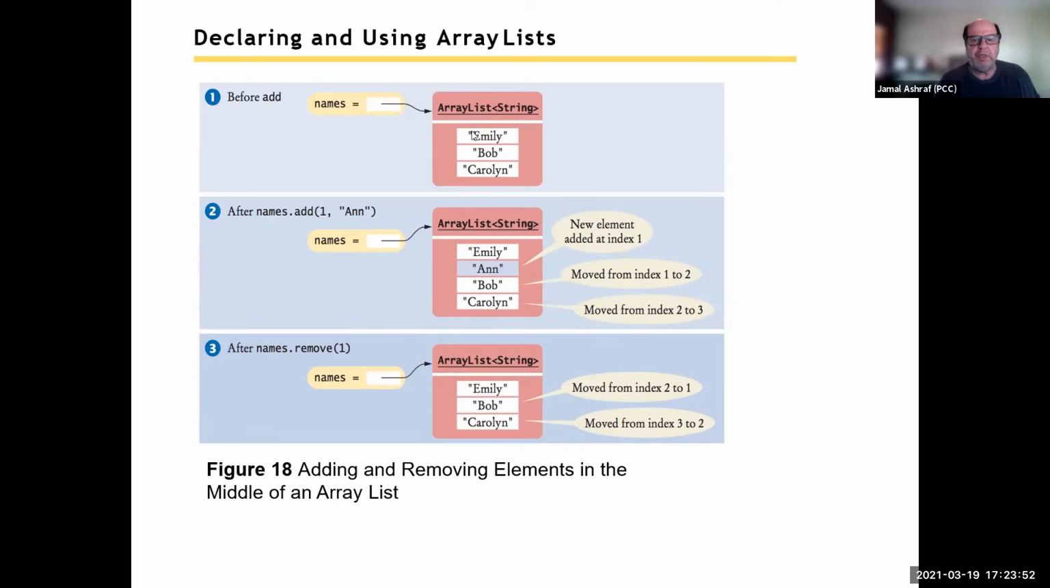Okay, so we have these names that we already added the three things in there. We are using the add with one parameter. It's going to go to index 1 and push everything. So let me put the indexes over here. So I have index 0, 1, and 2. So when I say add at 1, it's going to push Bob and Carol down, and it's going to insert Anne in index 1. When I say remove 1, it's going to go to 1, remove that one, and push the rest of them up. Any questions?